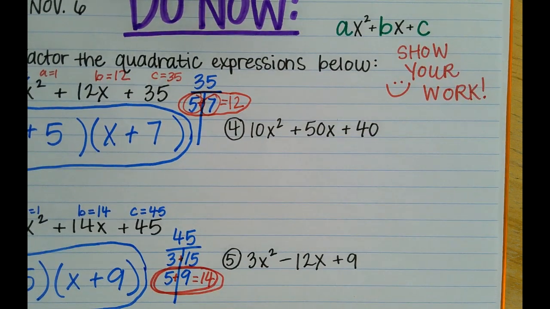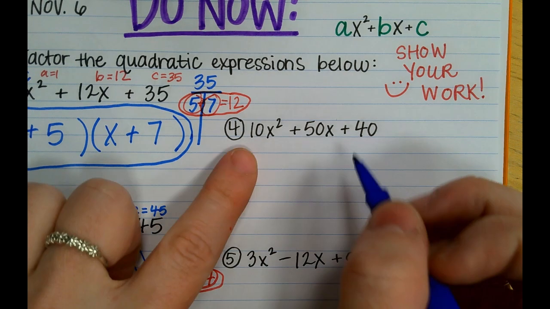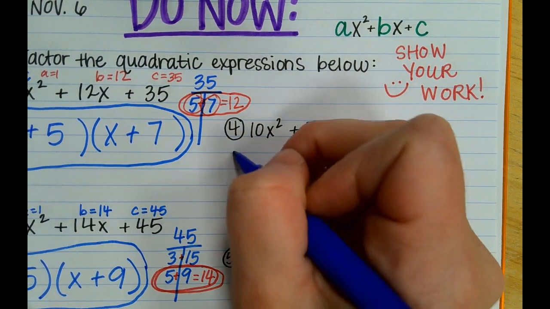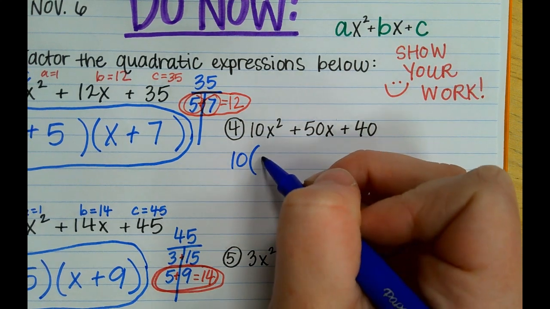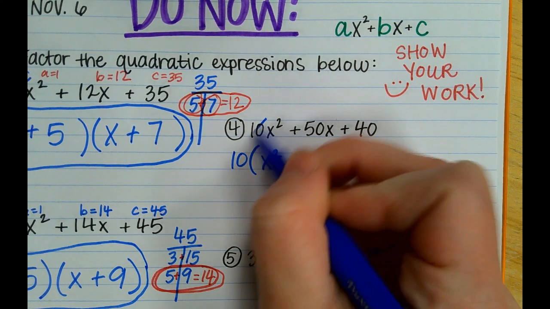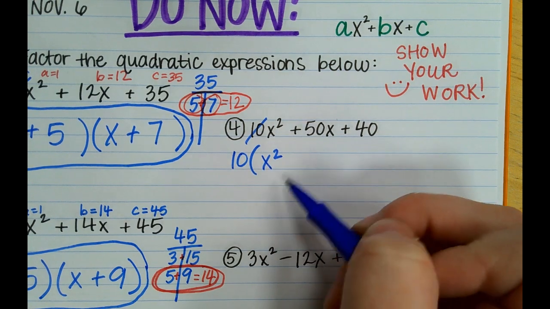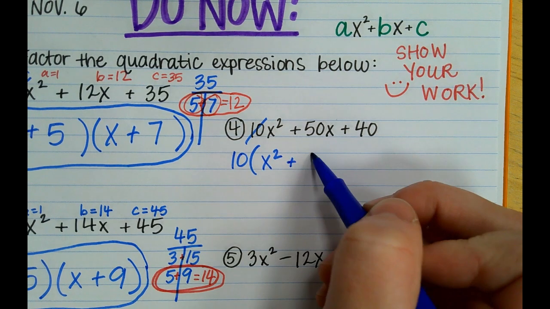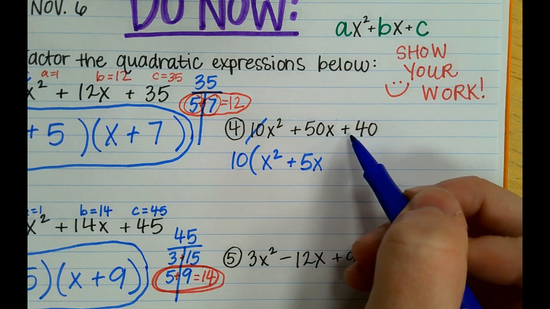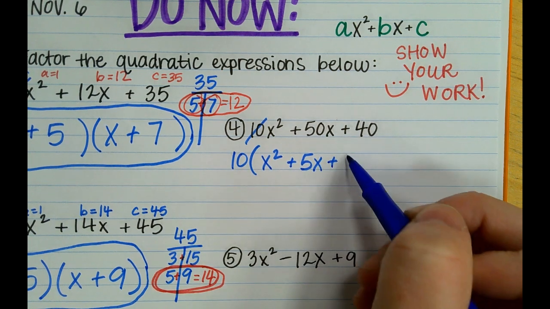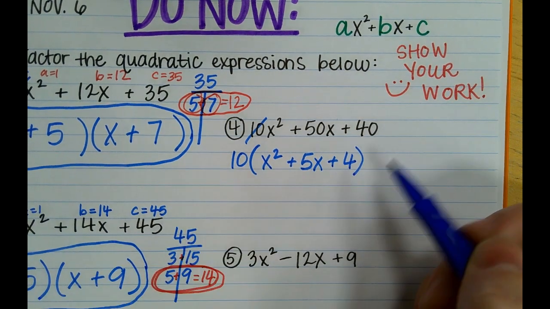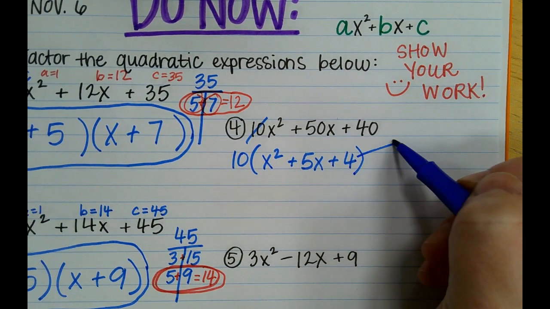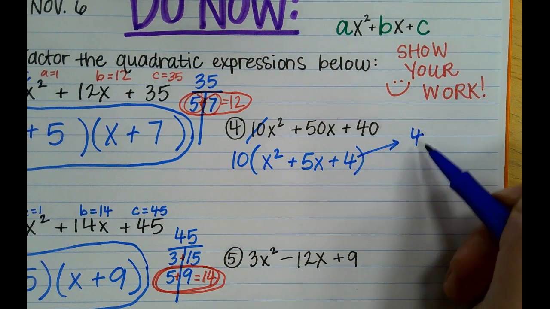Similar problem. I've got 10x squared plus 50x plus 40. What's the GCF? 10. What's 10 divided by 10? I got x squared there. My 10 is gone. 50 divided by 10. Plus 5x. Good. 40 divided by 10. Plus 4. Okay, now what do I find the factors of? 4. Factors of c, or 4.